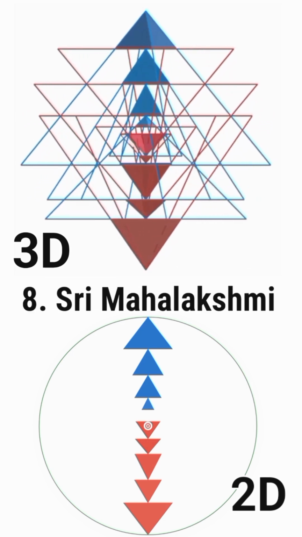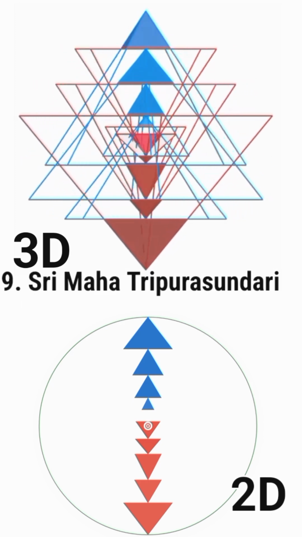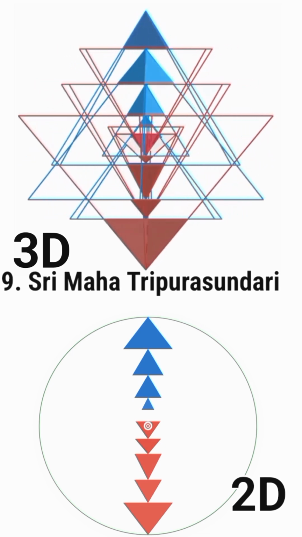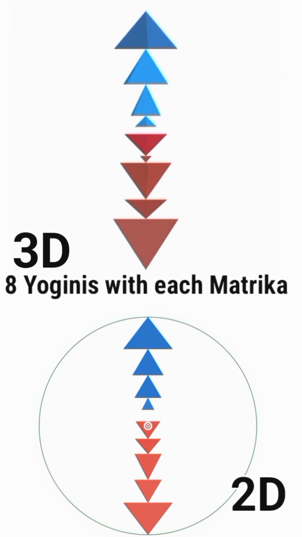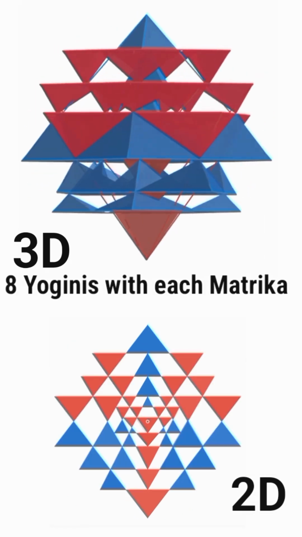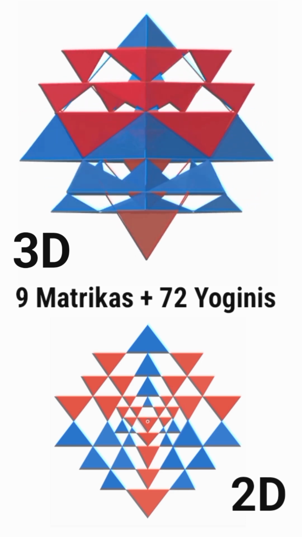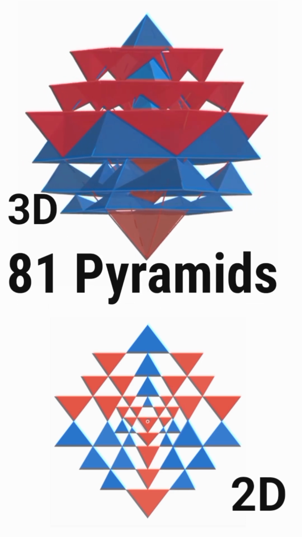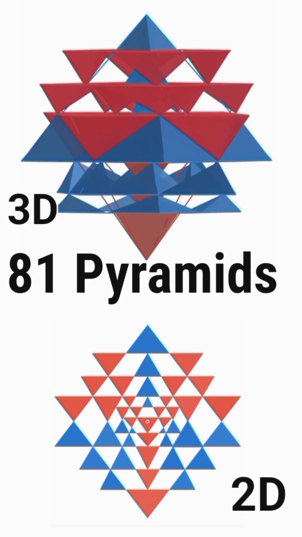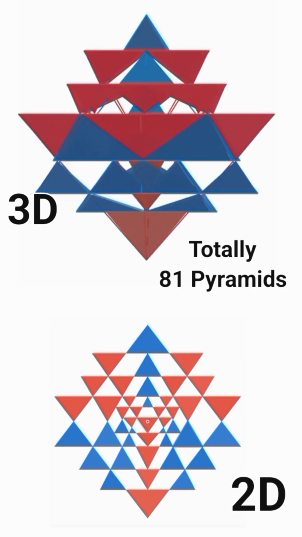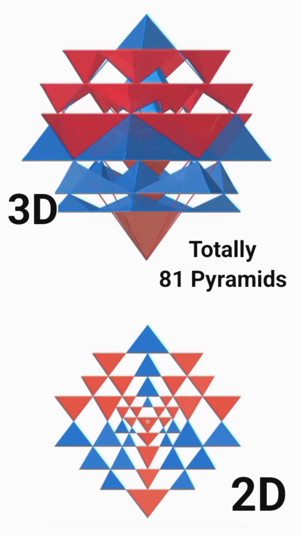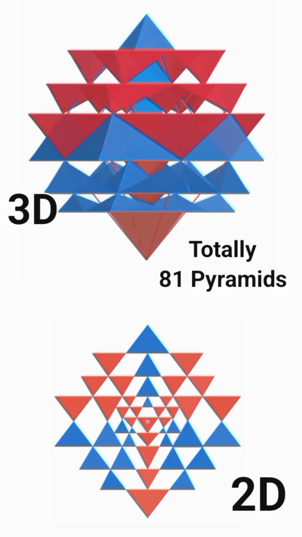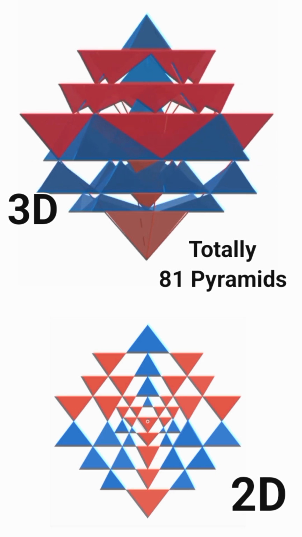Maha Tripura Sundari is also one of the matrikas. Each of these matrikas has 8 yoginis. These 8 yoginis are either their children or family. Together, they are 9 matrikas plus 72 yoginis, making them 81. All matrikas are also yoginis. They occupy 81 pyramids in the three-dimensional Sri Yantra form.